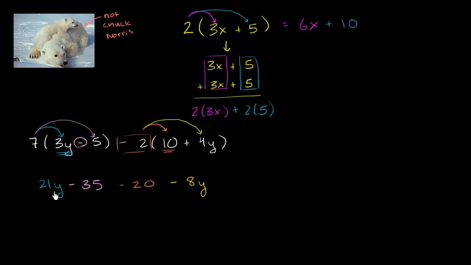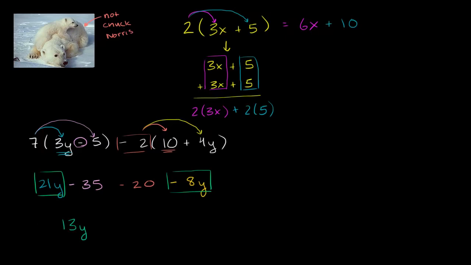We can't add the 21y to the negative 35 or the negative 20 because these are adding or subtracting different things. But we do have two things that are multiplying y. You have 21y's right over here. And then from that, we are subtracting 8y's. So if I have 21 of something and I take 8 of them away, I'm left with 13 of that something. So those are going to simplify to 13y's.